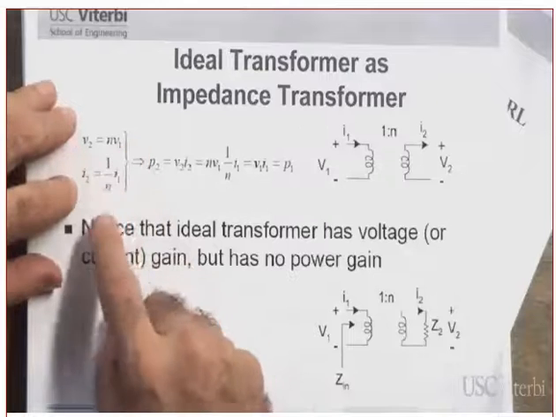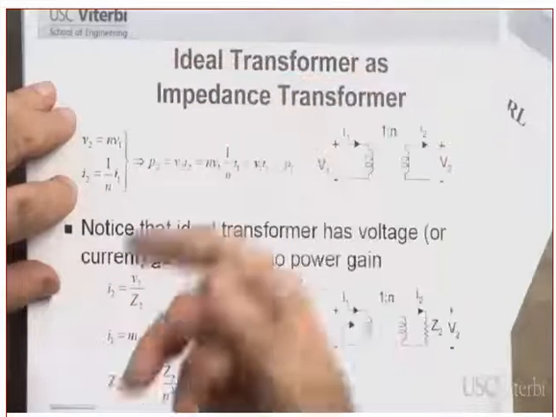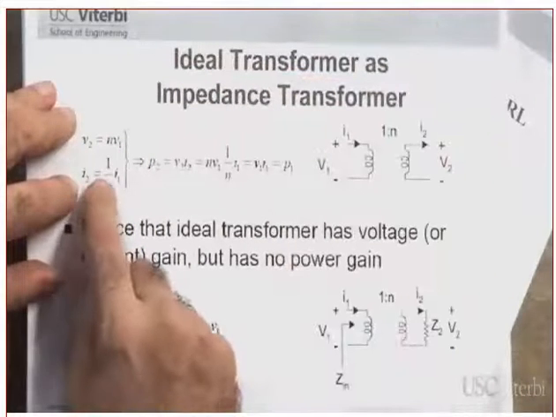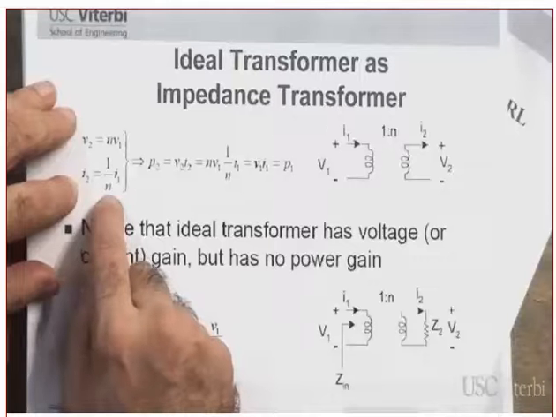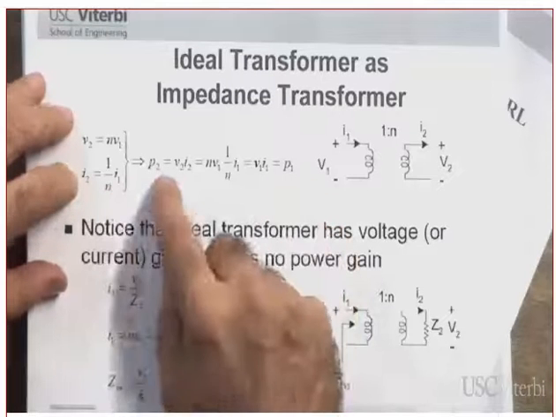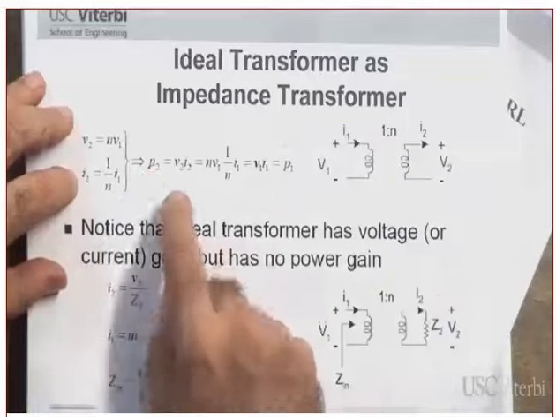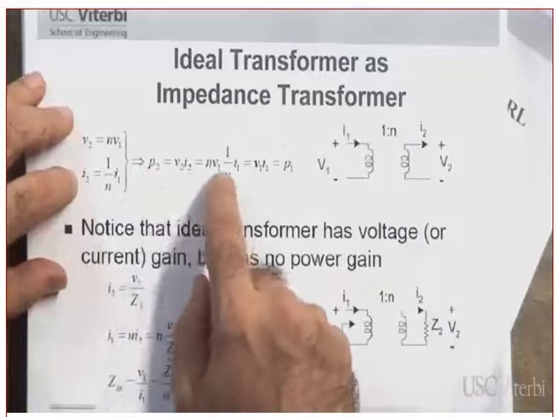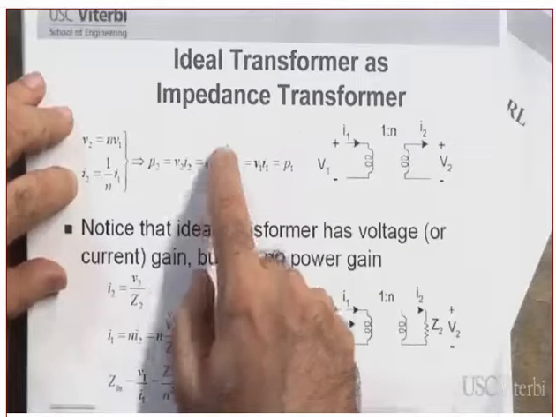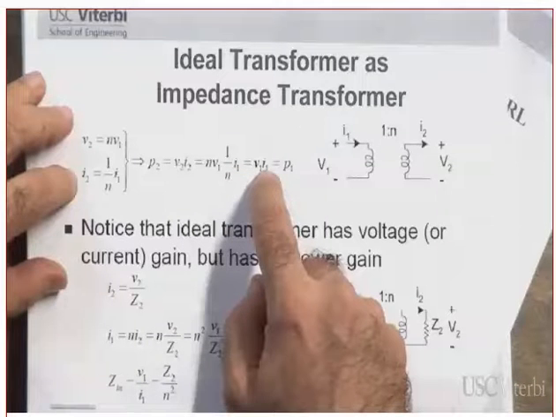Are you following me or not? The current, on the other hand, is the opposite. Did you get this or not? So I2 equals 1 over N times I1. Now, if you write this equation, what is the power, by the way? The power is V2 times I2, which is N V1 times 1 over N I1. Are you losing me? Did we get the same input power?